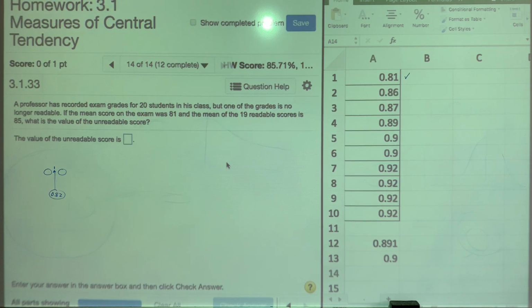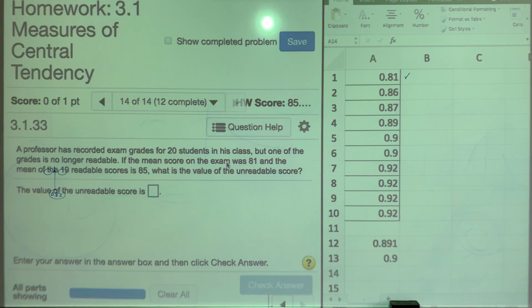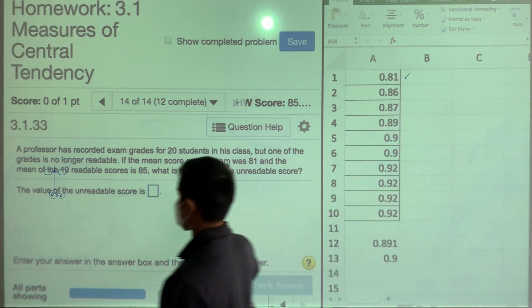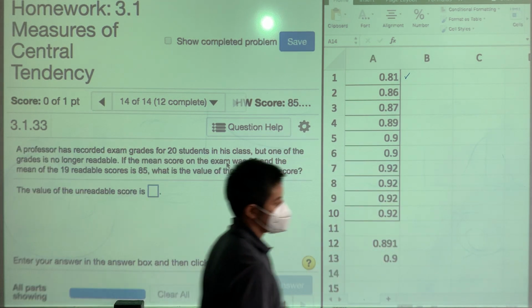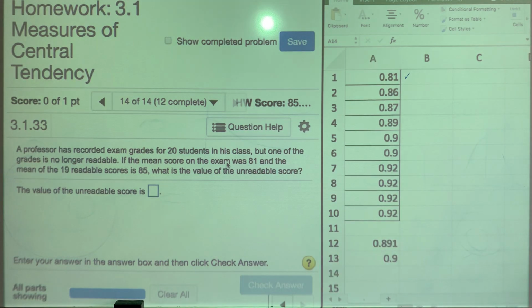Let me see. Make sure I'm on track. Yes. So in problem number 14, it's kind of a unique problem. It's not tough, but if you don't see it, it's going to be a little bit tricky. A professor has recorded exam grades for 20 students in his class, but one of the grades is no longer readable. If the mean score on the exam was 81 and the mean of 19 readable scores is 85, what is the value of the unreadable score?